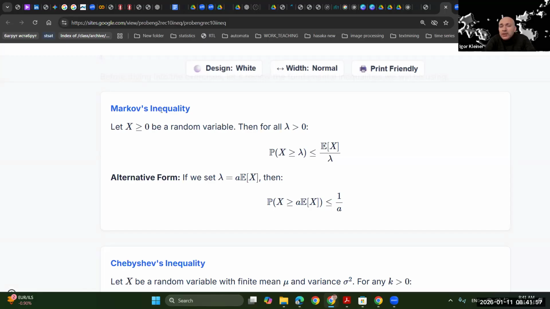We can use the Markov inequality if X is non-negative. It's important. If X is a non-negative random variable, then for every lambda greater than 0, the probability that X is greater or equal to lambda is less or equal to the expected value of X divided by lambda. This is the first form, and this is the second form. I like the second form more, but it's the same thing. The second form says the probability that X is greater than a times its expectation is less or equal to 1 divided by a.